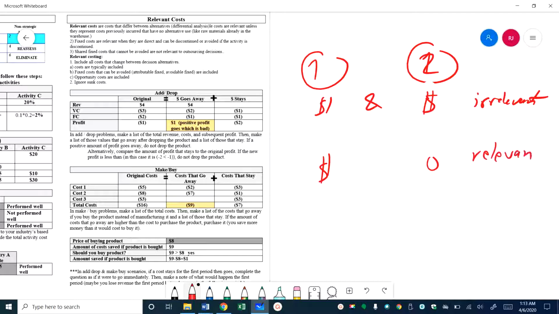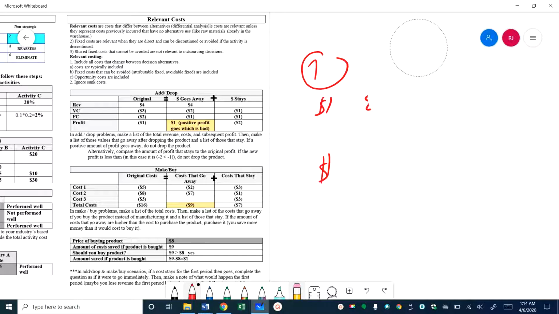Let's take material costs, for example. If you're making a product and you stop making it, so you stop selling it, and you decide to drop the product, most of the time your material costs will also go away. You won't have to worry about those anymore. They're considered relevant costs then.